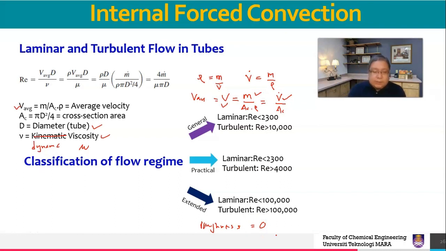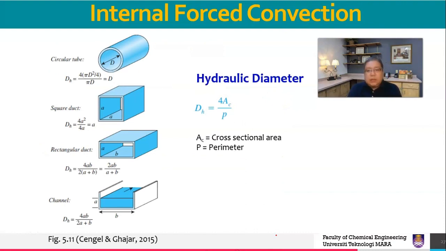All right, let's go to the hydraulic diameter. Why do we need this hydraulic diameter? Because we want to determine the value of the Reynolds number. If you want to determine the Reynolds number, you have to know the value of the hydraulic diameter, because the Reynolds number formula is VD over nu, where D refers to the hydraulic diameter.